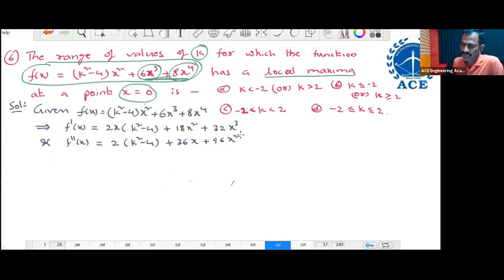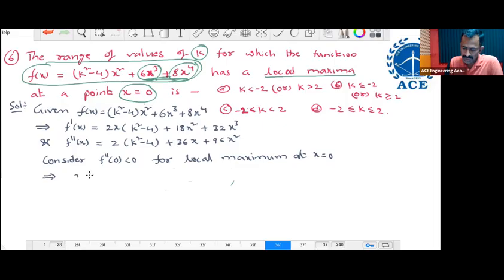Already it is given that the function is having a local maximum. Consider f double dash of 0 less than 0 for local maximum. Already it is given that there is a maximum at the point x equals 0. That is why we are directly taking f double dash of 0 less than 0. When you substitute x equals 0 in the f double dash function, the other terms are 0, so 2 into (k square minus 4) less than 0.